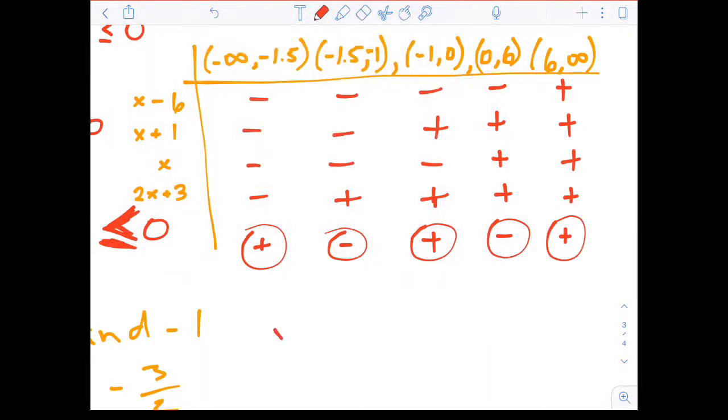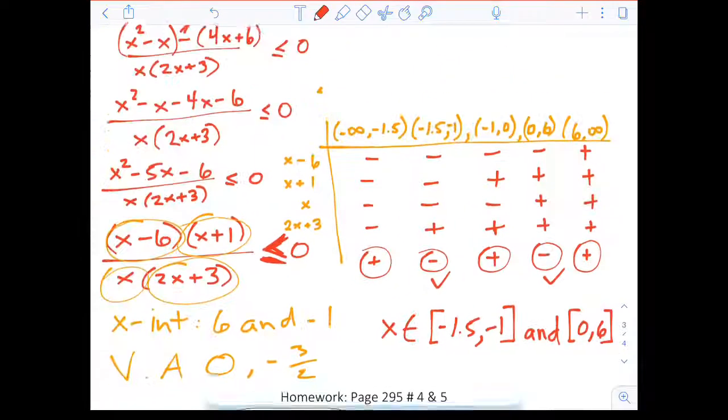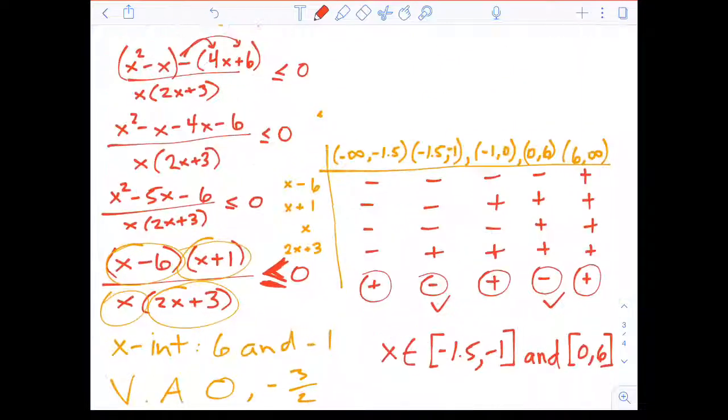So when I'm writing out my answer, I'm going to say x is part of. I want to know when it's less than. These two intervals are the ones that are negative. So I know that it's got to be in between -1.5 and -1. Square brackets because it's less than or equal to. And the other one is from 0 to 6. And that's our answer. Any values that are in those intervals would result in that equation being true.